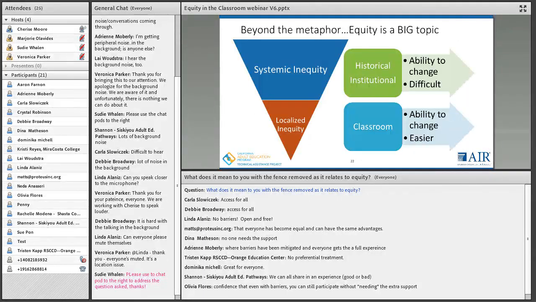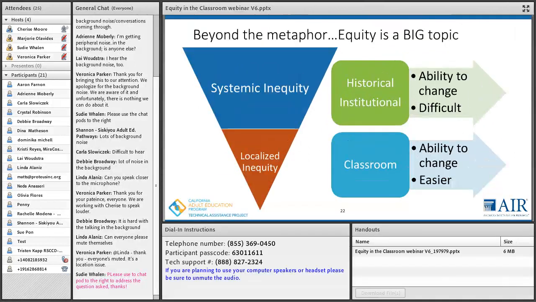Again, this is a really big issue, and it's bigger than what we're going to talk about. We have started with really looking at, in that image, possibly systemic inequity. And then in our classrooms, I want us to think about that being the localized inequity. So systemic is the historical, institutional pieces. That could be the fence. And then in our classroom, we're going to talk about what the pieces are that we can look at in the classroom.